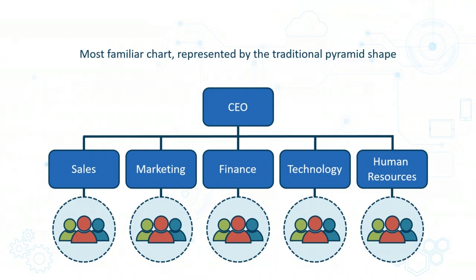One of the drawbacks to functional structure is that the coordination and communication between the departments can be restricted by the organizational boundaries of having various departments working separately.